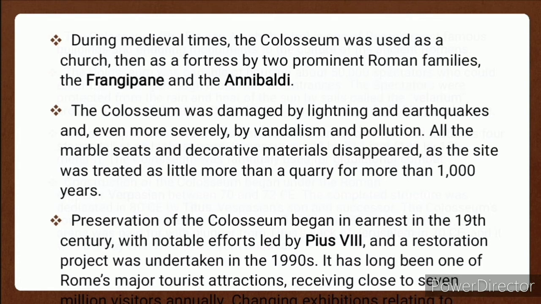Preservation of the Colosseum began in earnest in the 19th century, with notable efforts led by Pius VIII, and a restoration project was undertaken in the 1990s. It has long been one of Rome's major tourist attractions, receiving close to 7 million visitors annually. Changing exhibitions relating to the culture of ancient Rome are regularly mounted.